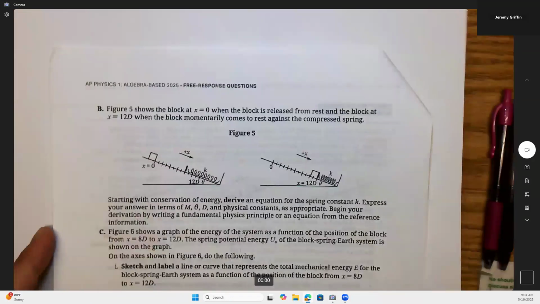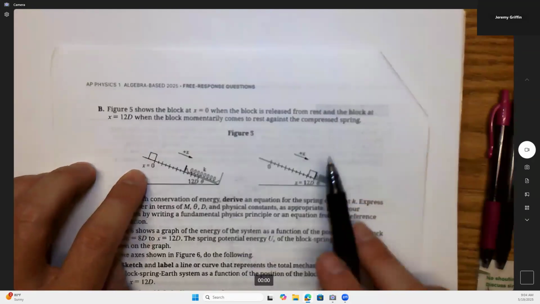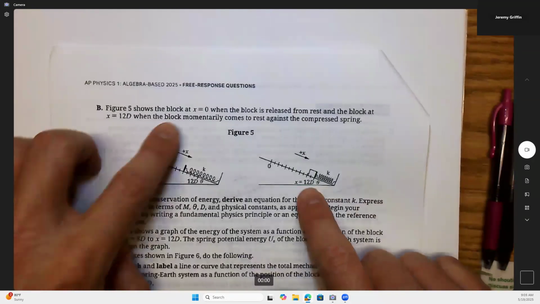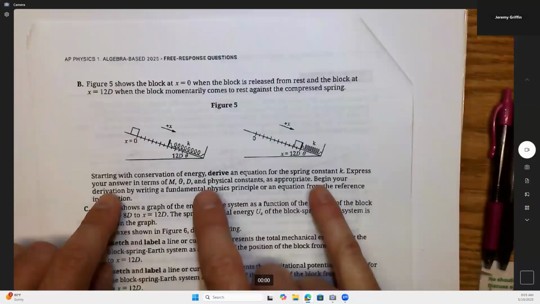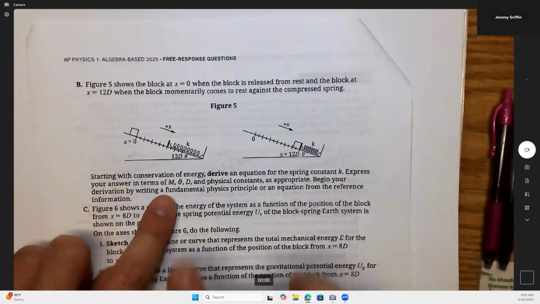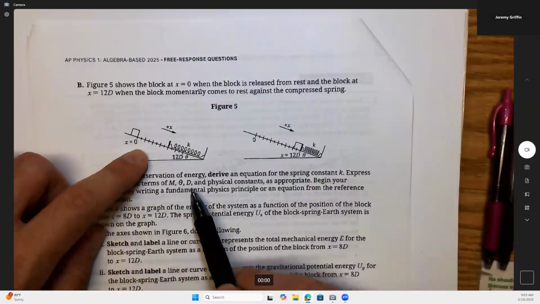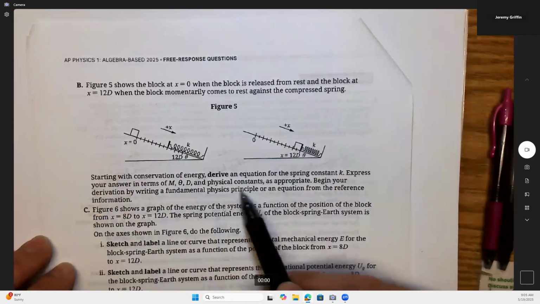Figure 5 shows the block at x0 when the block is released from rest, and the block at 12D when it momentarily comes to rest. Again, that would be the maximum compression. Starting with conservation of energy, derive an equation for the spring constant K. Express your answer in terms of the mass of the block, the angle of the ramp, D, some scalar factor of the distance, and physical constants.